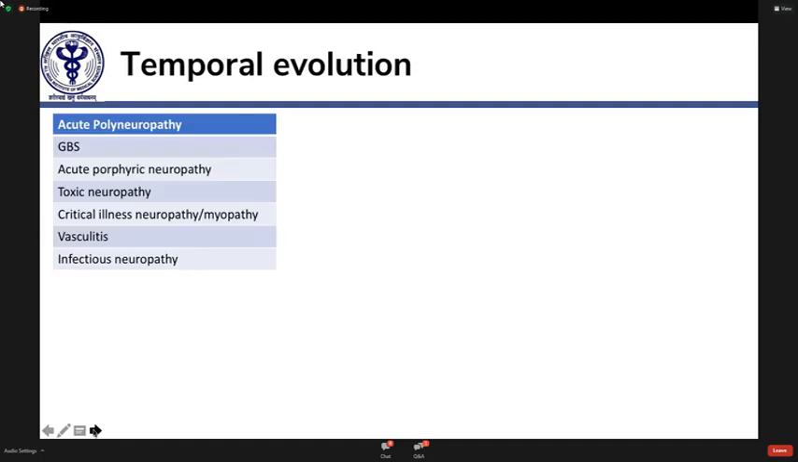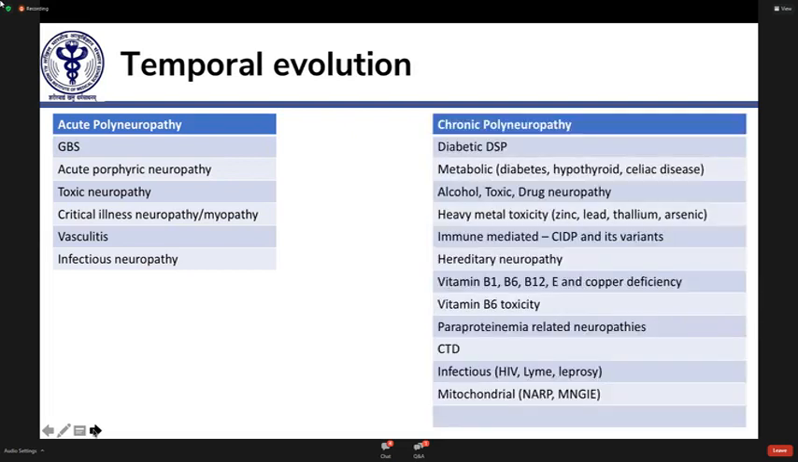So regarding temporal onset, this is just a little about a few causes of acute polyneuropathy. When you think of acute polyneuropathy, the first thing that comes to mind is GBS, Guillain-Barré syndrome, or acute porphyria, which can mimic a GBS-like presentation. Toxic neuropathies, critical illness neuropathy, vasculitis, and infectious causes can all cause acute neuropathies. Chronic polyneuropathy is classically diabetic sensory neuropathy. All the metabolic causes, alcohol, toxic drugs, and heavy metal toxicities can cause chronic neuropathy. All the immune-mediated neuropathies are typically chronic polyneuropathies, though they can have an acute presentation also. Hereditary neuropathies, nutritional deficiencies and vitamin toxicity, paraproteinemias, connective tissue disorders, mitochondrial and infectious causes are all chronic.